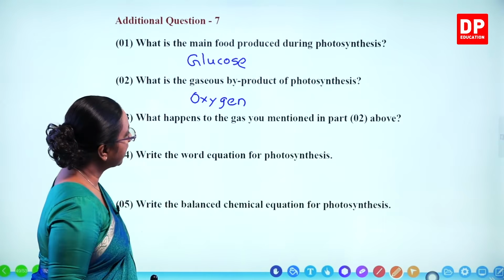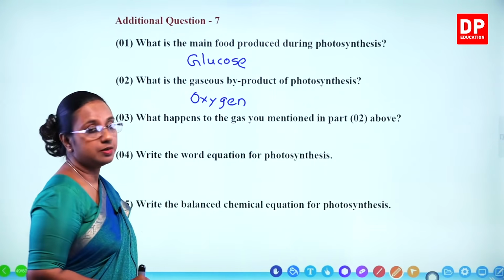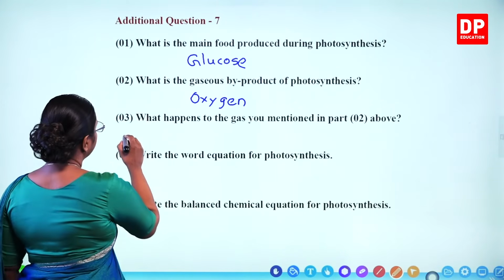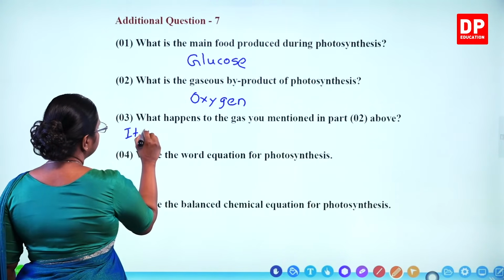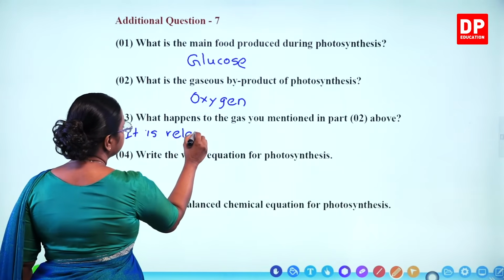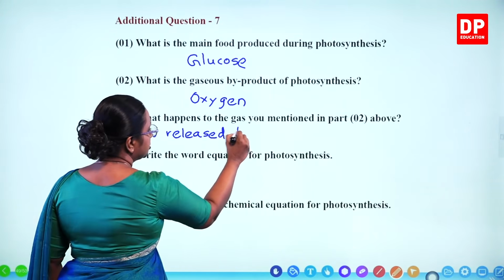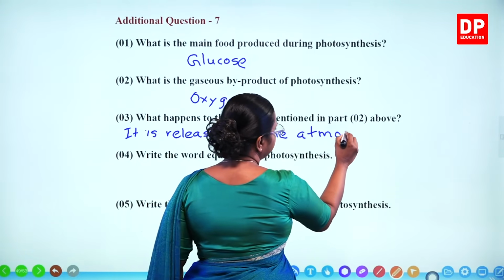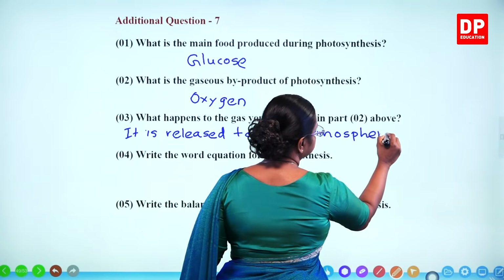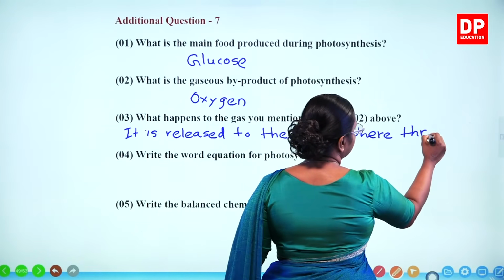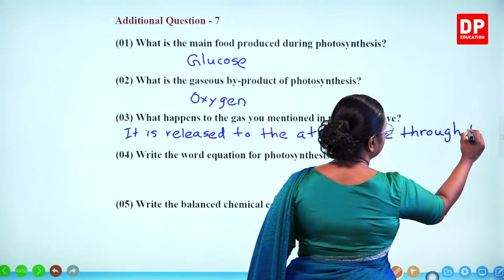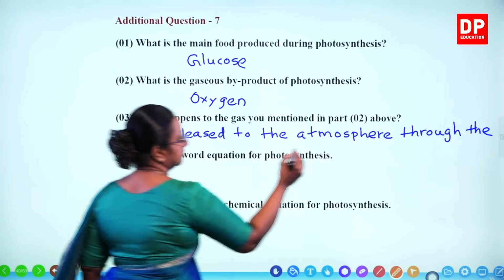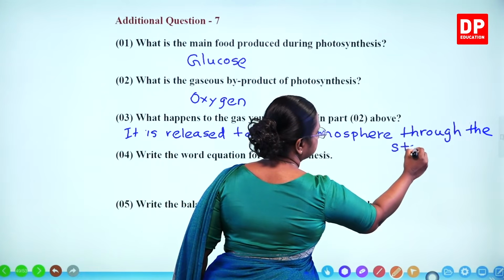What happens to the gas you mentioned in part 2 above? Oxygen is evolved out through the stomata. It is released to the atmosphere through the stomata.